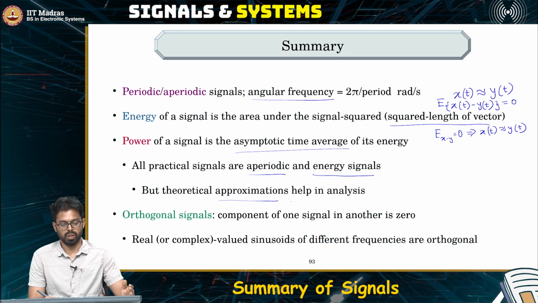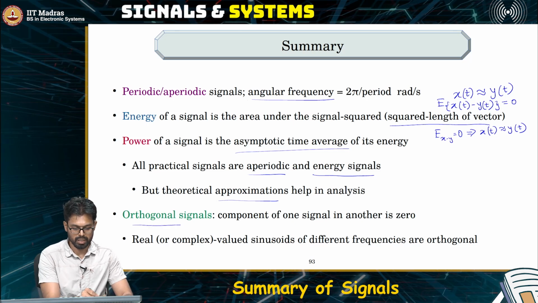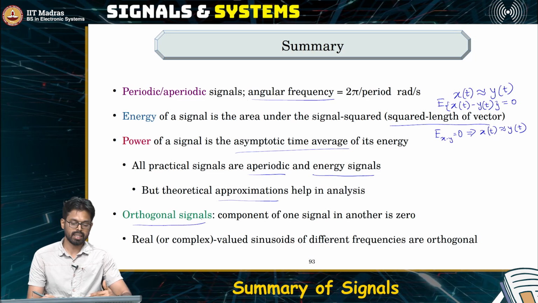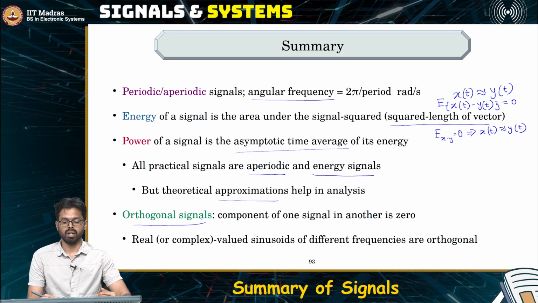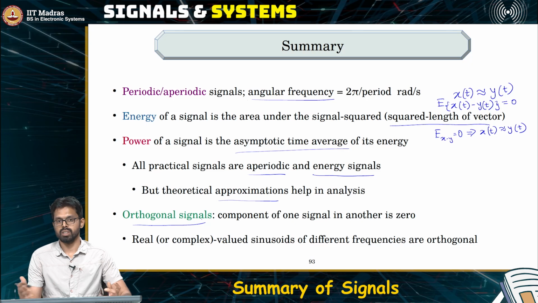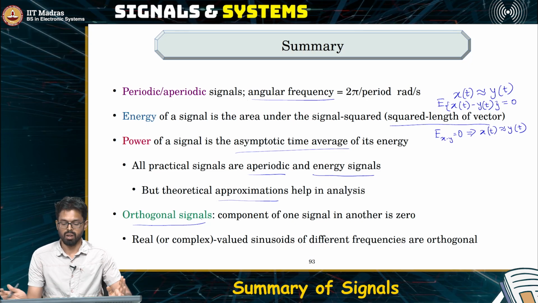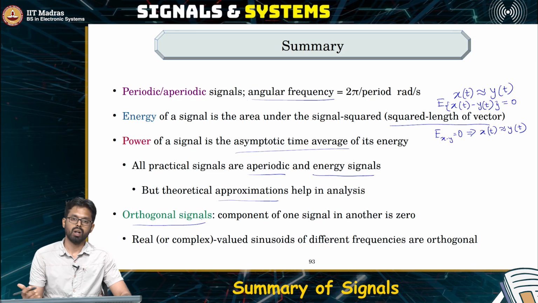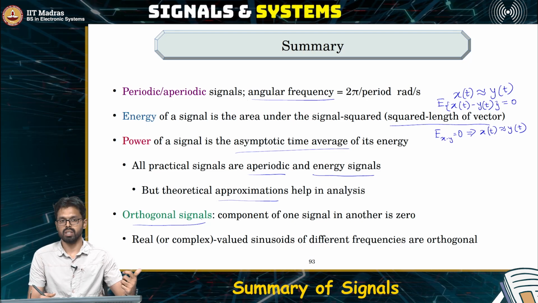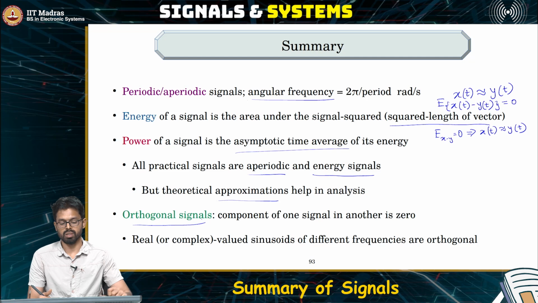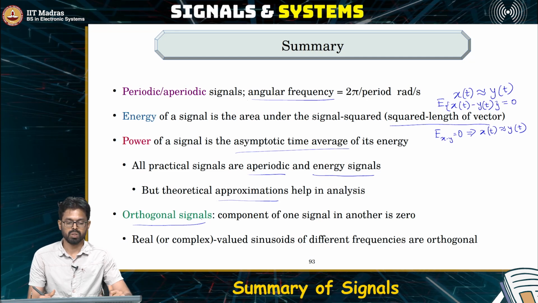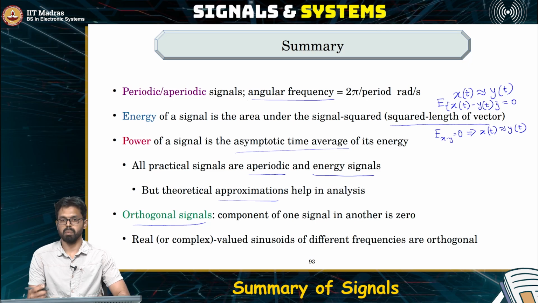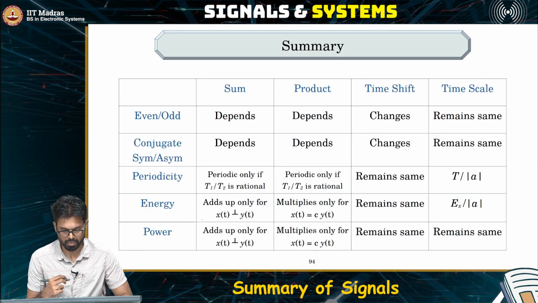And in this course, we also saw what are orthogonal signals, right? Whenever the component of one signal along the other signal is 0, then we say that they are orthogonal signals. In other words, in the notion of vectors, they are perpendicular to one another. So they can be either real valued signals or complex valued signals. We saw that the even component is orthogonal to the odd component, and we also saw that when you add orthogonal signals, the energies add up and the powers also add up.